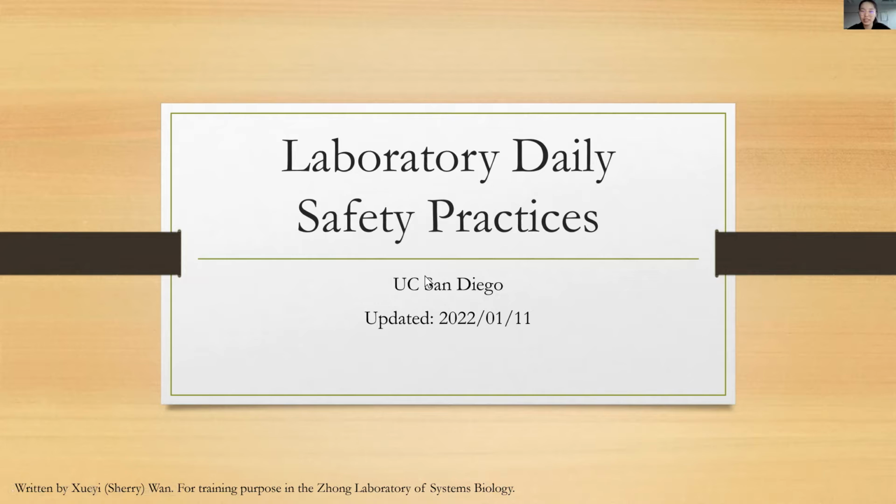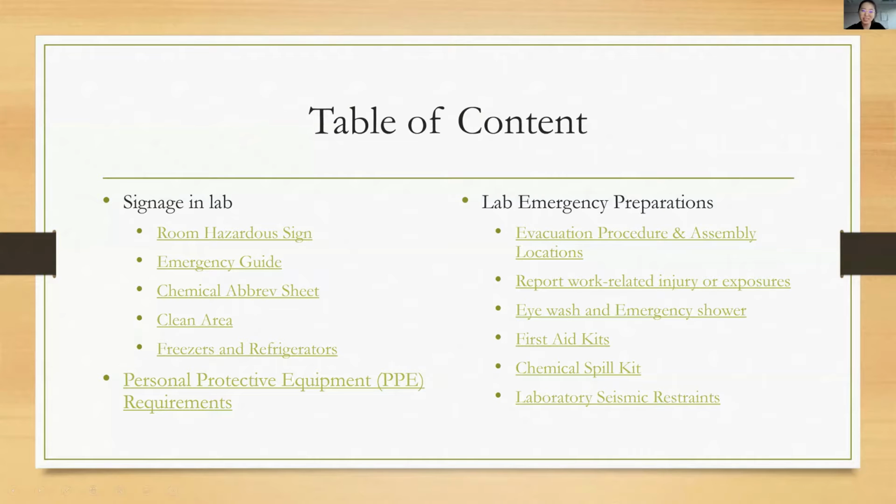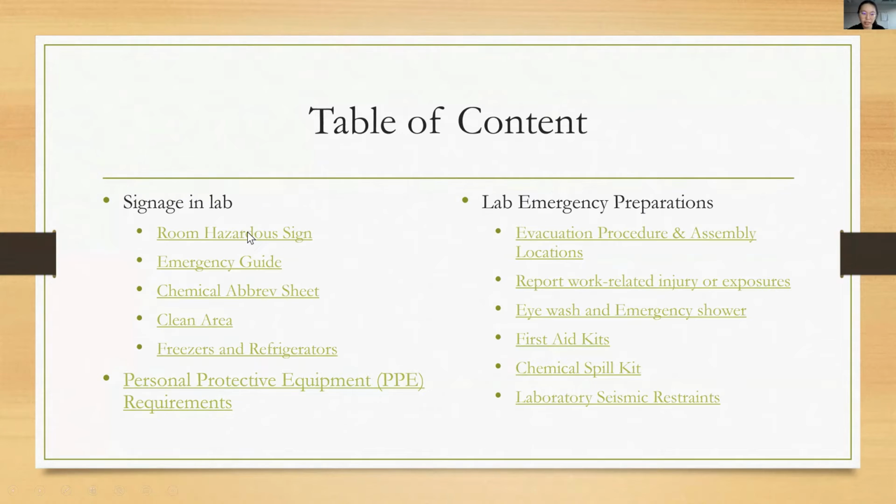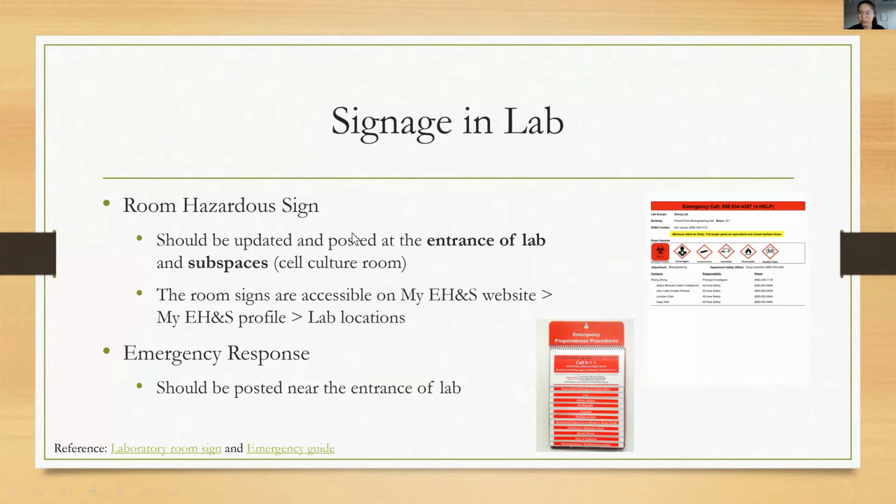So for the daily practices, it's actually a little bit more complicated, and it is separated into 5 or 6 groups. So the signage, PPE, lab emergency preparations, fire safety, electrical safety, chemical safety, and the operation of fume hoods and biosafety cabinets. So first, for the signage in lab, briefly, there are 5 things that we need to take care of.